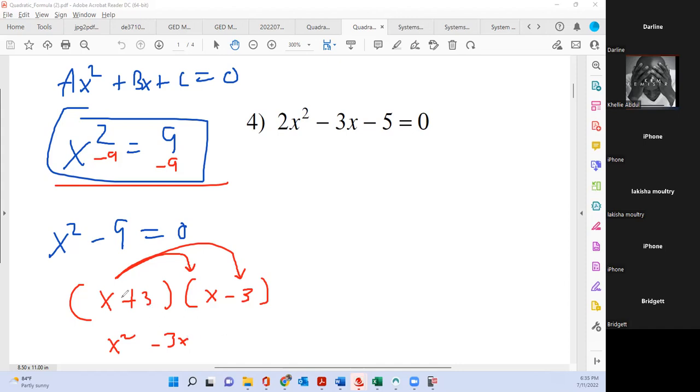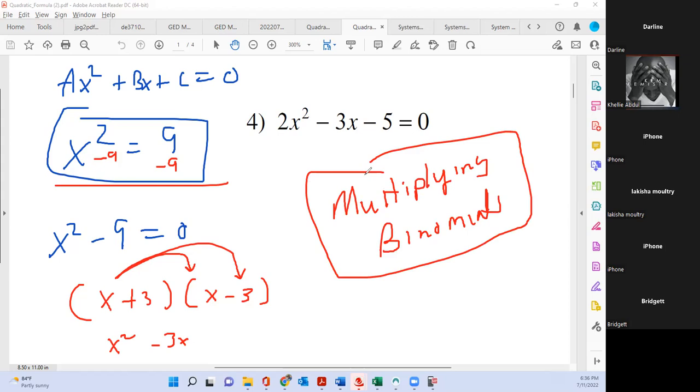Then I go to my next term. Remember, I'm multiplying this term by everything in the parentheses. This is multiplying binomials. You must know it like the back of your hand. So now 3 times x is what? 3x. And then 3 times minus 3 is what? Negative 9. What happens to the 2 terms in the middle? 3x minus 3x. They get subtracted. They cancel out. So I'm left with x squared minus 9.